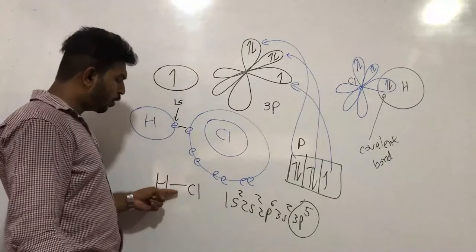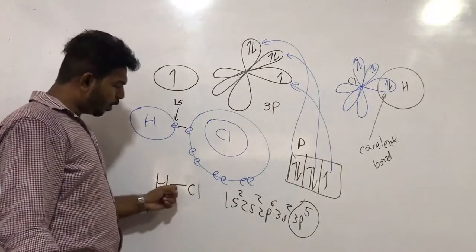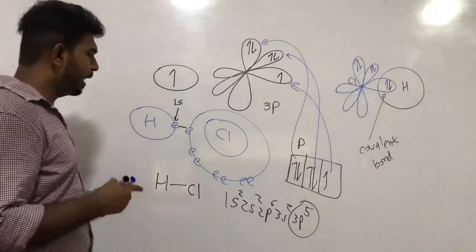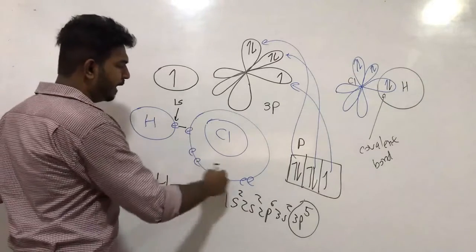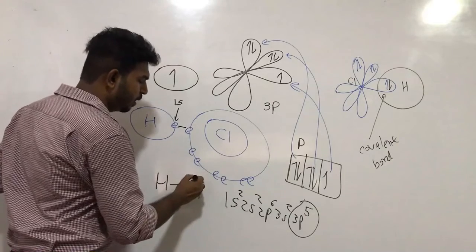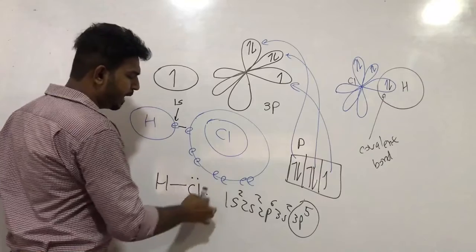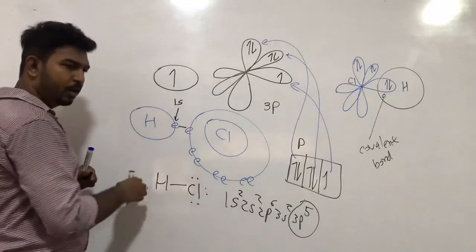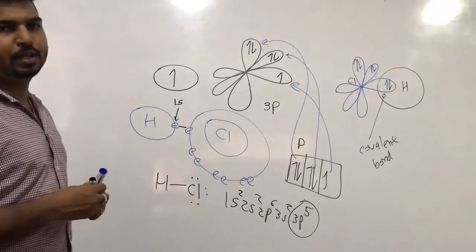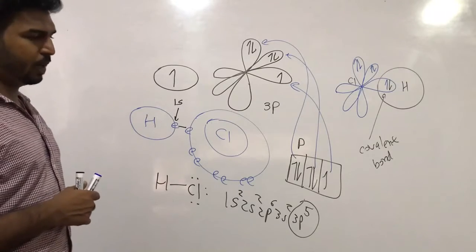We can draw covalent bonds using lines. So this line is the covalent bond, and we can mark the paired electrons by using dots. So there are 6 paired electrons around chlorine, and there are no extra electrons around the hydrogen atom. I think you have got this one.